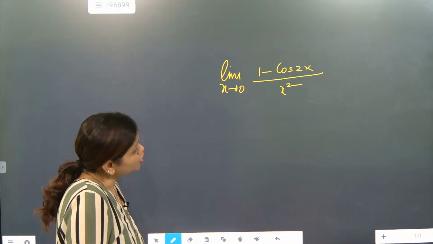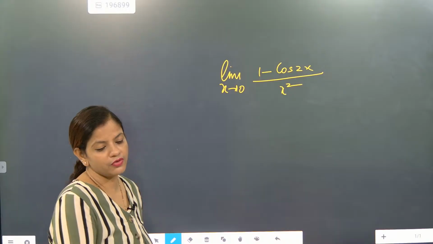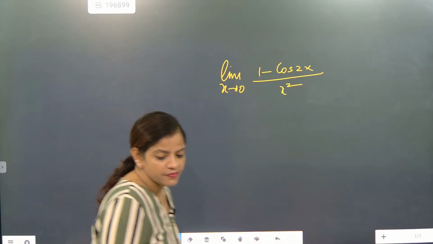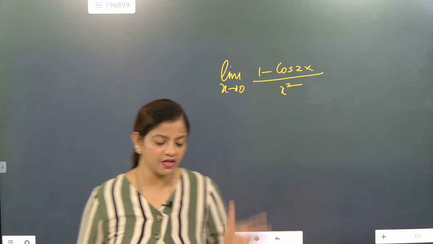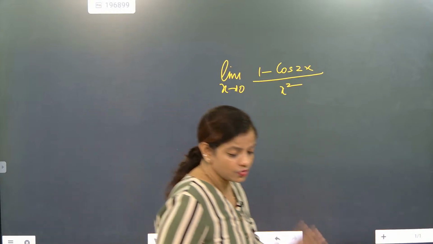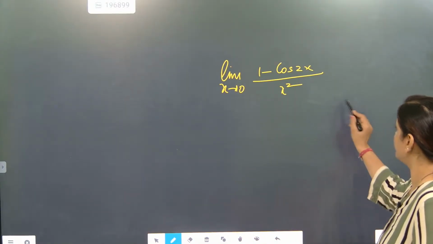1 minus cos 2x by x square. If they give you this, what are you going to do? For this, we have one formula. This formula in 12th is very, very important. Please don't forget this formula. Like ABCD, however you remember it, you remember.